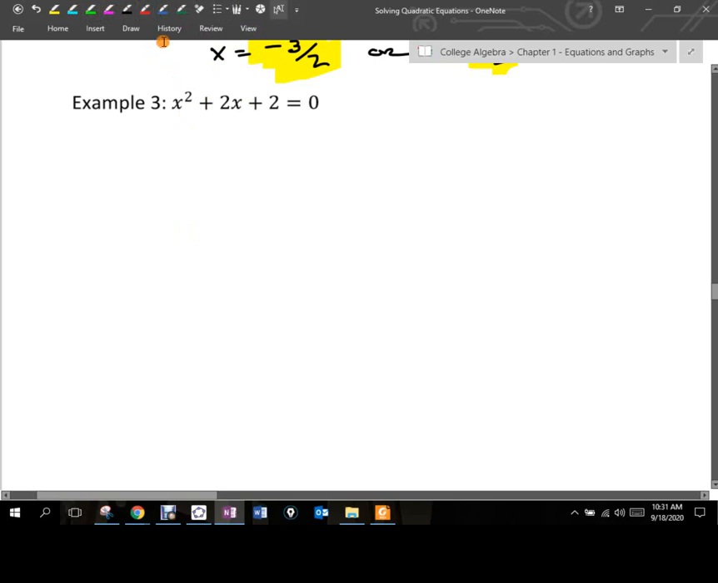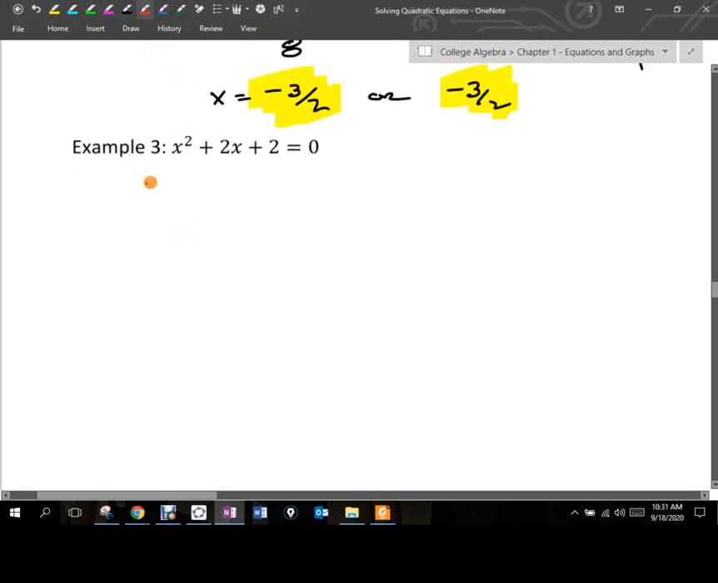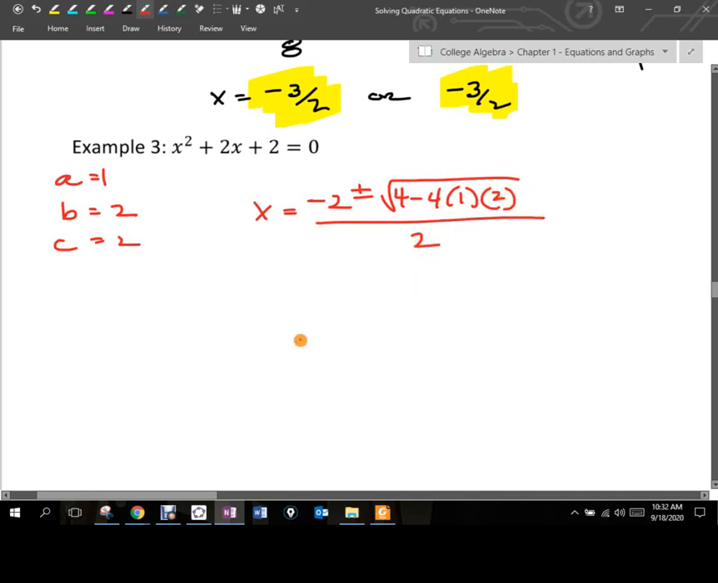Okay, so let's do this last one real quick. What's A here? A is 1. What's B? 2. What's C? 2. All right, so x is equal to the opposite of B, so negative 2, plus or minus the square root of B squared minus 4A times C, all over 2A, right? So what's 4 minus 4 times 1 times 2? Negative 4.